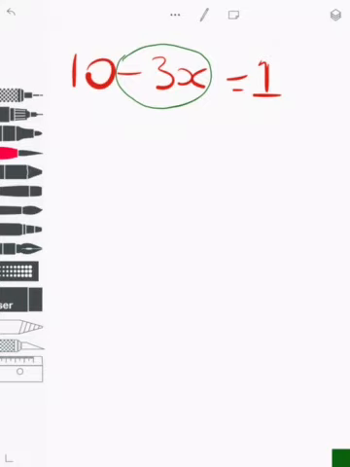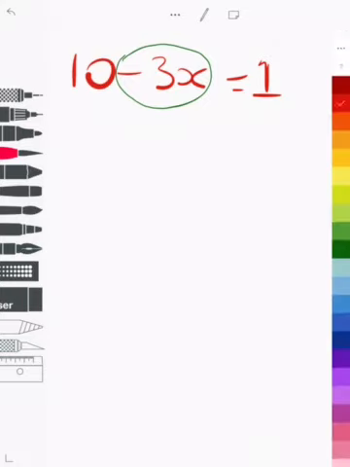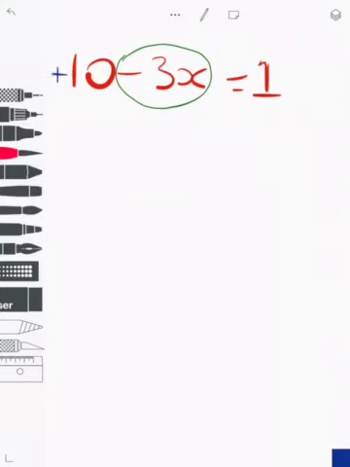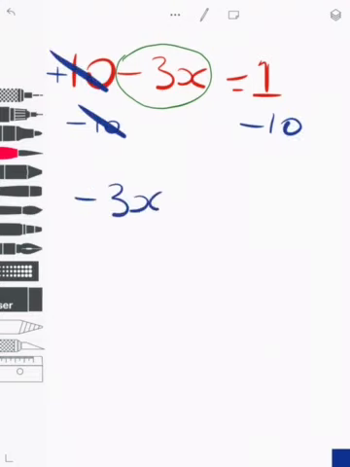So now I want to get rid of the 10, but the issue here is, is the 10 a positive or a negative? And we know that that's a plus 10. It's a positive number. So in order to get rid of the plus 10, I do the opposite, or the inverse, which is minus 10 on both sides. That cancels out the 10. I'm left with minus 3x equals minus 9, because 1 minus 10 is minus 9.